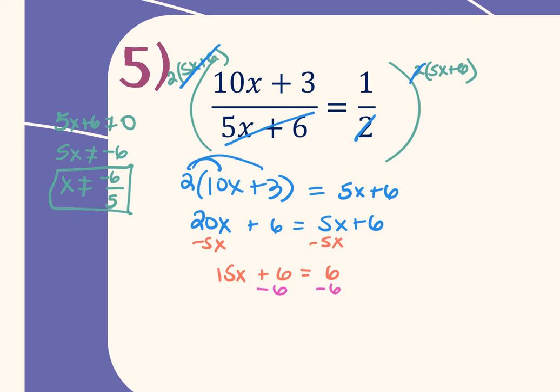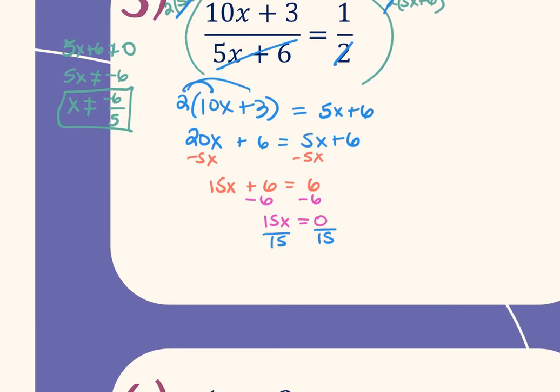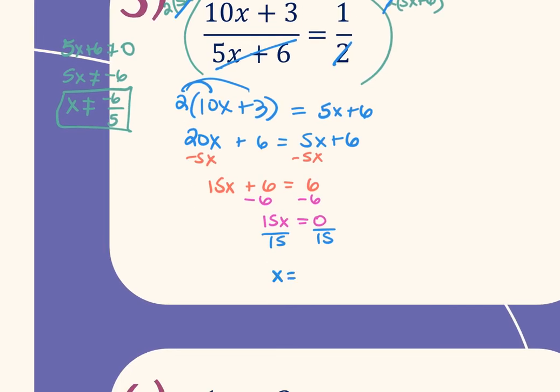Subtract the 6. Divide by 15. What's 0 divided by 15? 0. 0 is on the top, so it's 0. Because that does not equal negative 6/5, I get to keep that answer. If my answer had been negative 6/5, I could not keep it. There would be no solution.